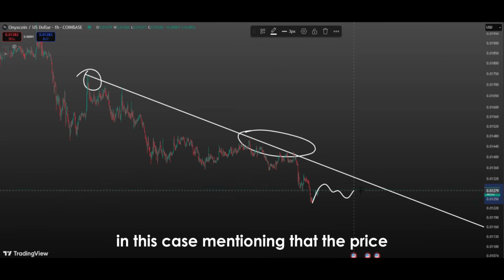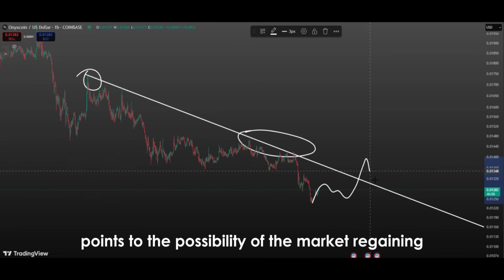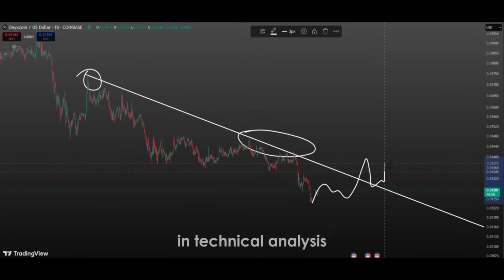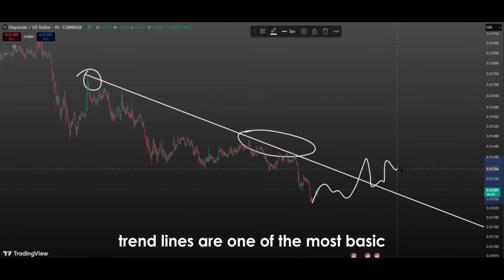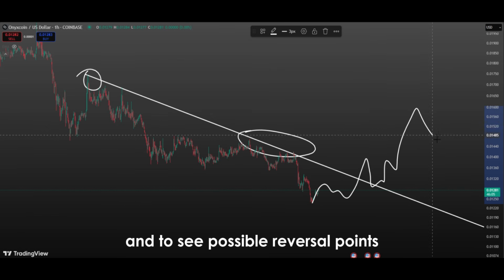In this case, mentioning that the price must break above a downtrend line points to the possibility of the market regaining strength and escaping the pressure of sellers. In technical analysis, trend lines are one of the most basic tools to understand the direction of price movement and to see possible reversal points.